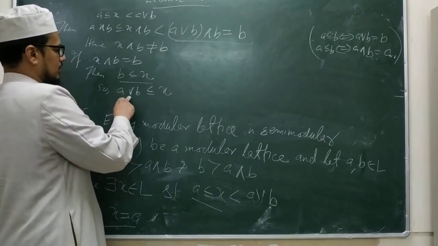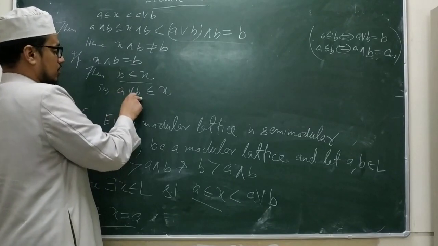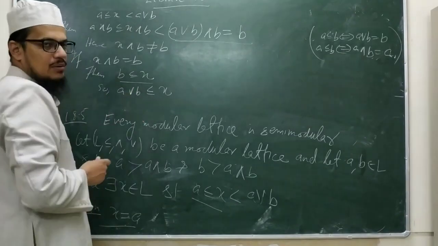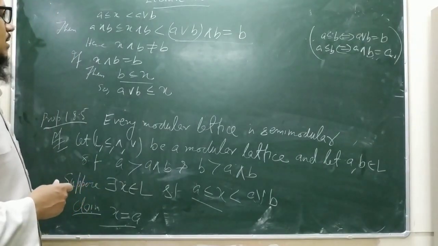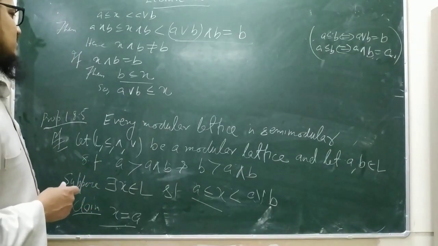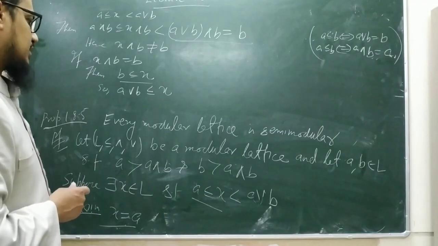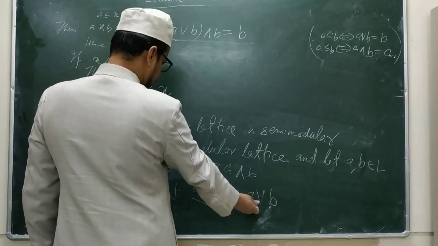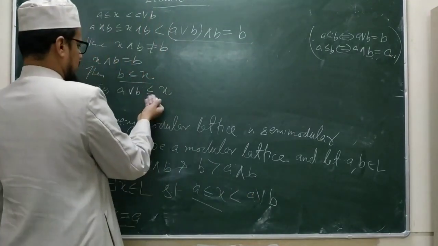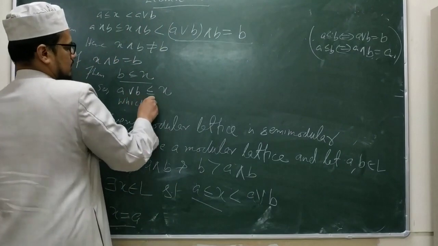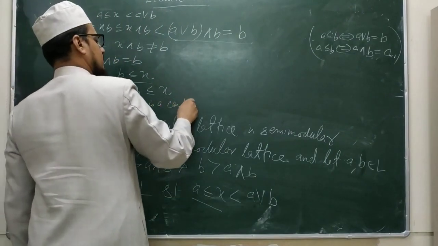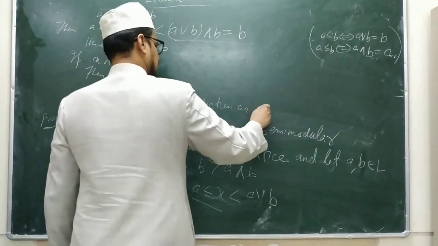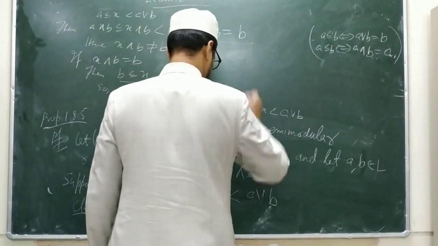Now A join B is what? The least upper bound of A and B. So the least upper bound is obviously less than or equal to any upper bound of A and B, and X is an upper bound of A and B. So A join B is less than or equal to X, which is a contradiction. Why? Because X is strictly less than A join B, which we have already.